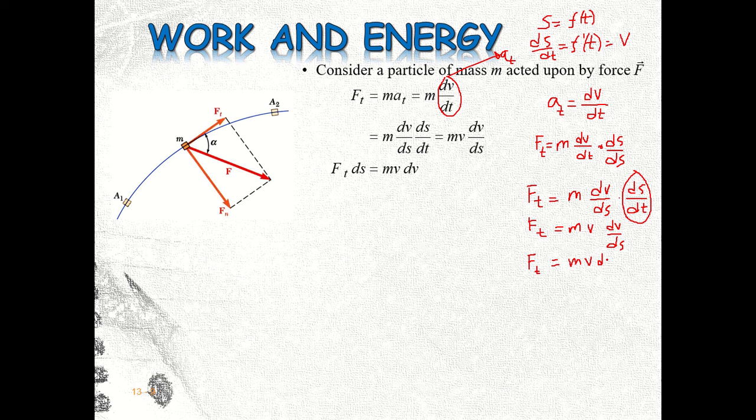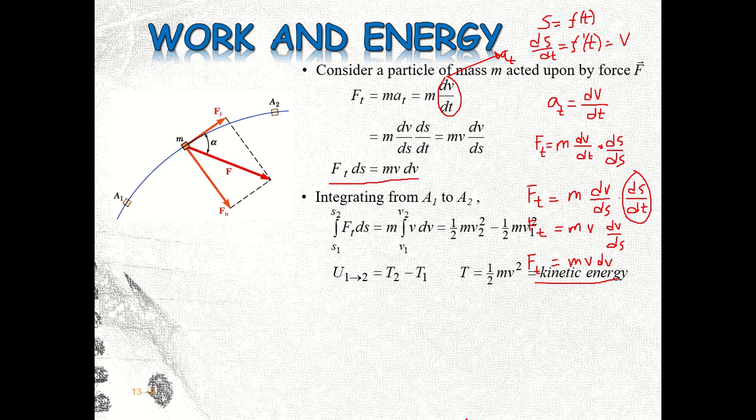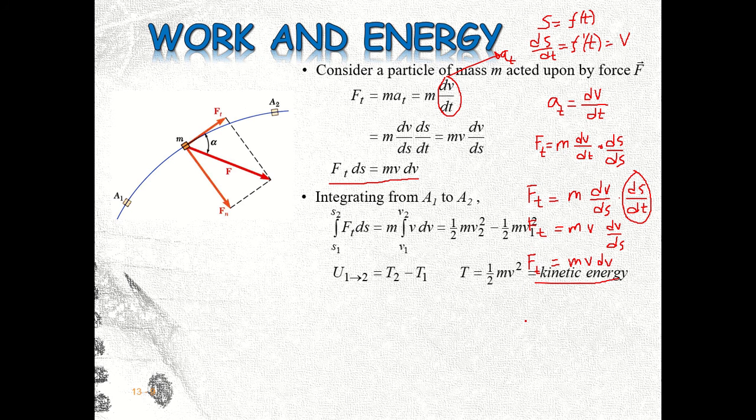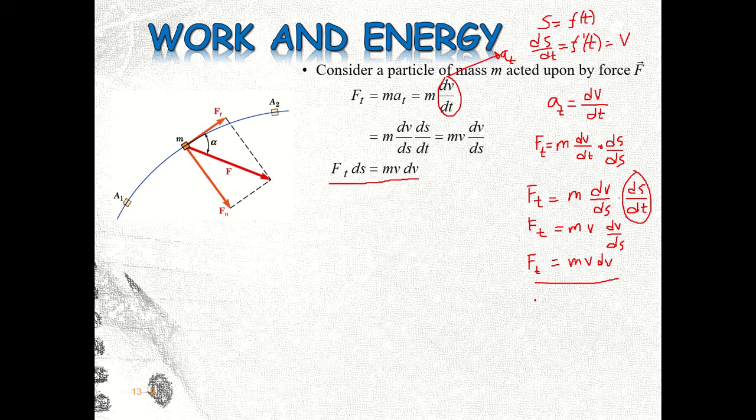Okay, so this is what is shown here. So that's the derivation, class. All right, so from that resulting equation, if we are going to integrate both sides, sorry, we missed to write ds here. We still have ds here.